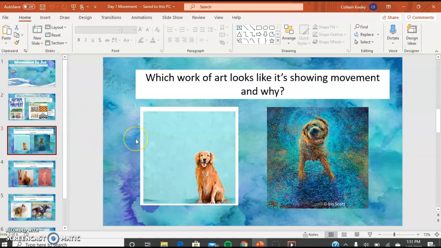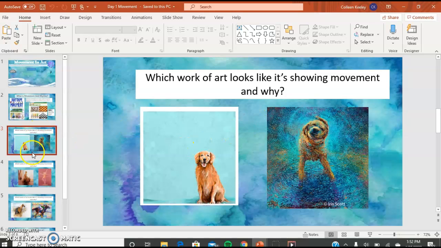Okay. What I want to show you here is a couple of different examples. Looking at this, these are two very similar paintings. They are both of golden retrievers. They both have a blue background. One of them looks like it's showing movement, and one of them does not. I'm sure you guys can tell which is which, but what I want you to do is think about the way that the artist drew or painted it to really make it look like it was moving, or vice versa, how it looks like it's just standing still, not moving.